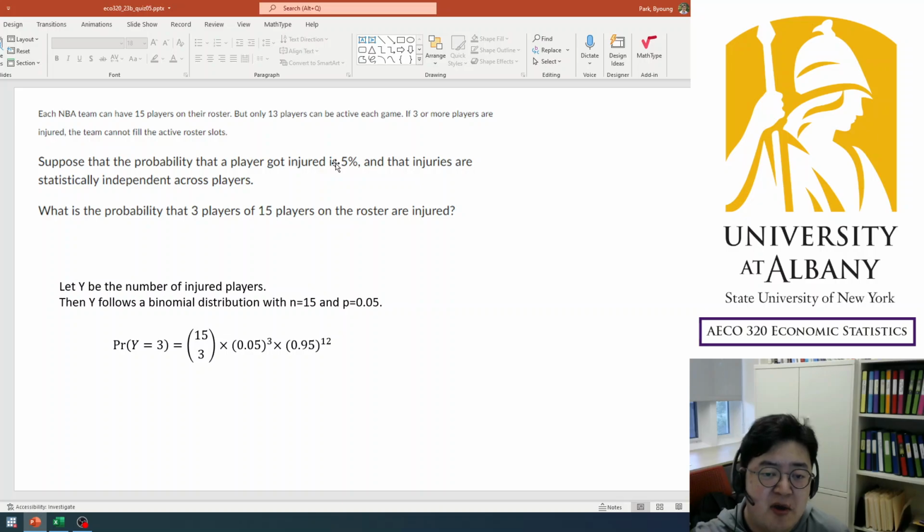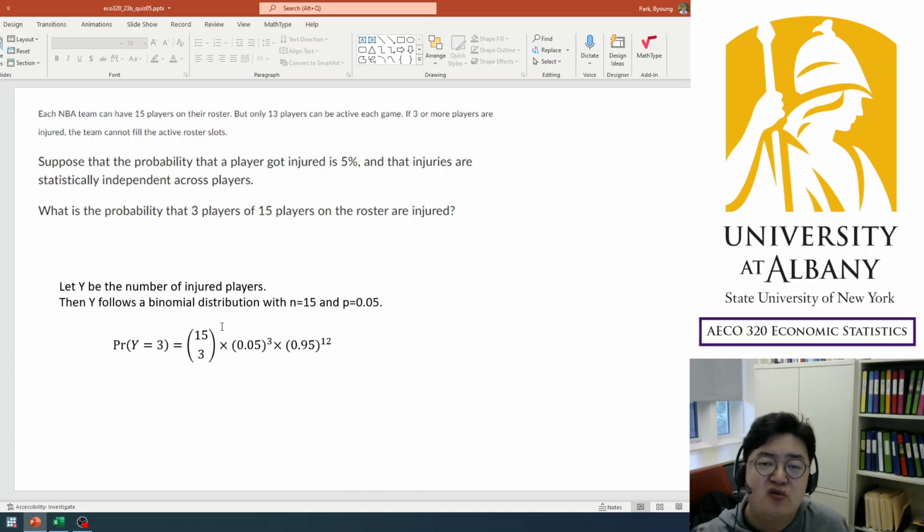So injury is success in this setup, right? So we are going to label injury as success. And then you know the parameters. N is 15, P is 5%, and we are looking for the probability like this: probability Y equals 3. 3 players are injured out of 15.